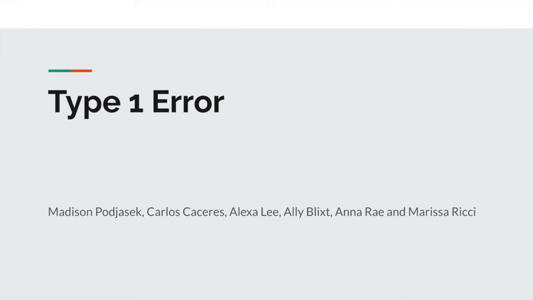Today, we will be going over type 1 error. In order to understand the definition of a type 1 error, we must first understand what a null hypothesis is. A null hypothesis occurs when there is no significant difference between specified populations. Any differences that are observed in a null hypothesis would likely be due to error.